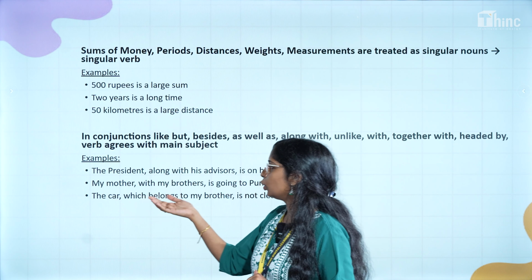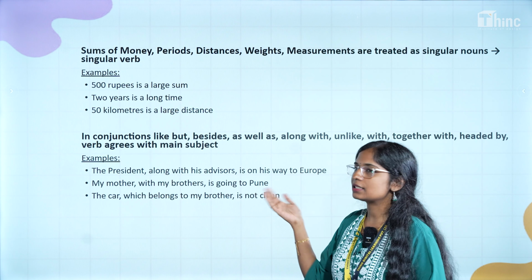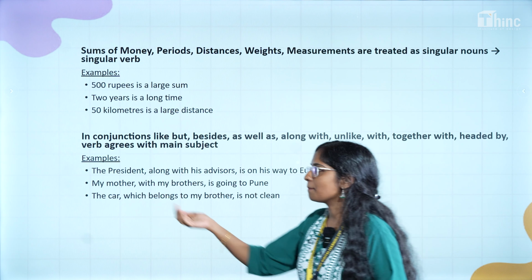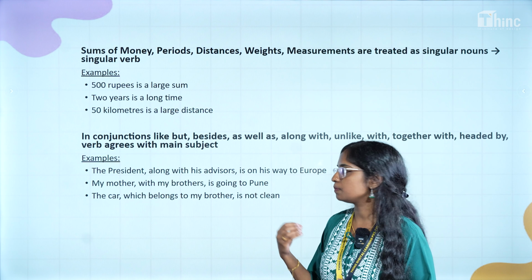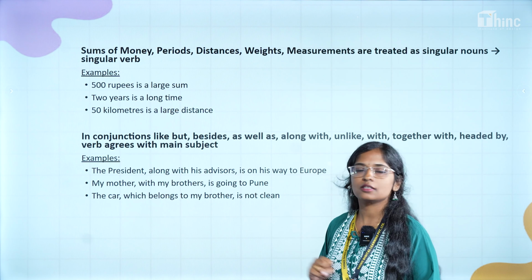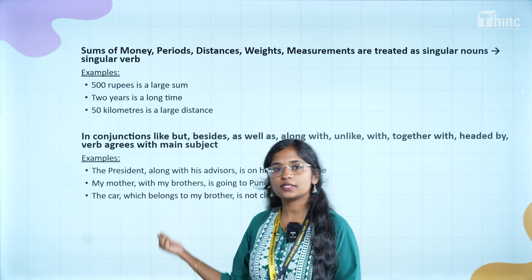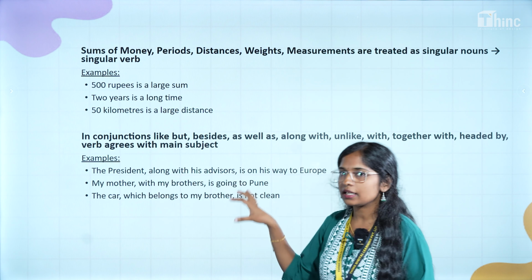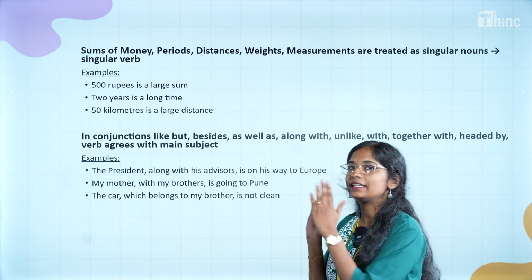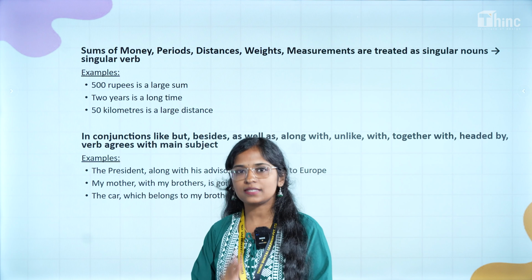My mother, with my brothers, is going to Pune. My mother is a subject here. The car which belongs to my brother is not clean. Who is the subject? The car is a subject. And in these kinds of sentences, the verb agrees with the main subject.